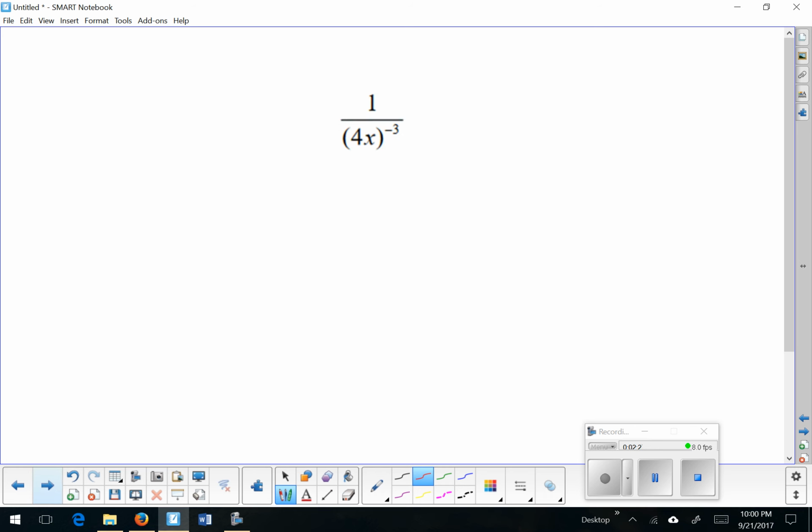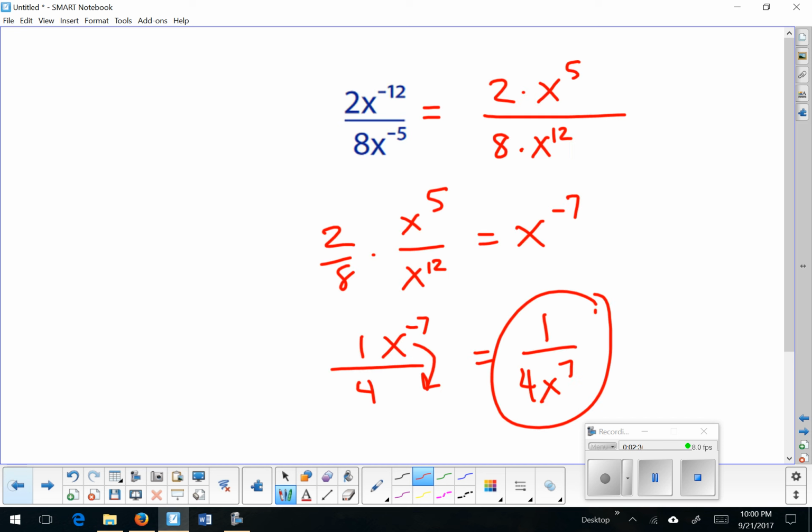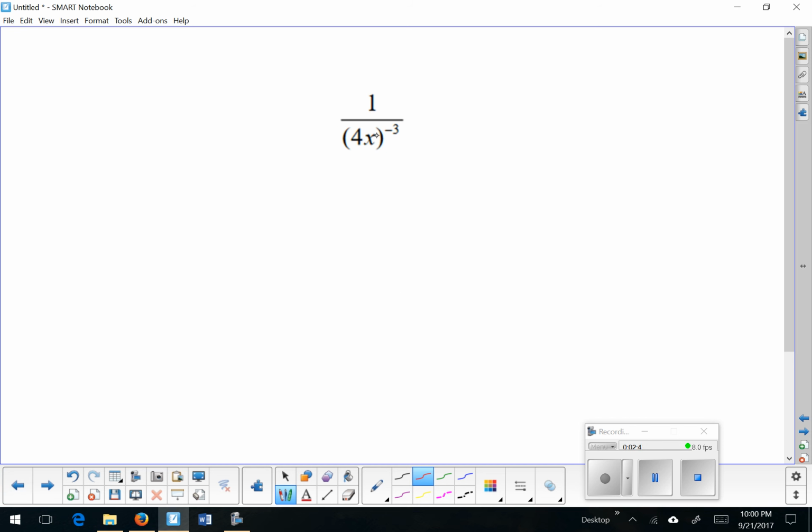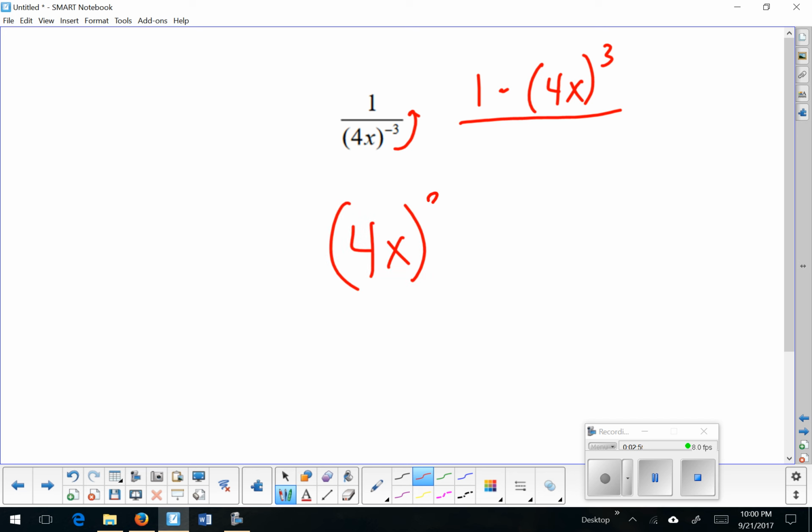Let's try another one. In this question, the entire denominator is enclosed in parentheses, and is being raised to the negative third power. So unlike this one where I kept the 8 where it was, in this fraction I have to take the entire term here and move it to the numerator to make it positive. And if I do that, there'll be nothing left in my denominator. So now I have 1 times the quantity 4x cubed. So technically, I just have the quantity 4x cubed.